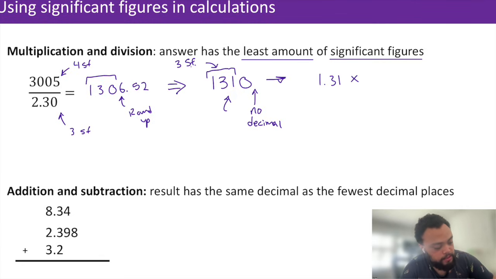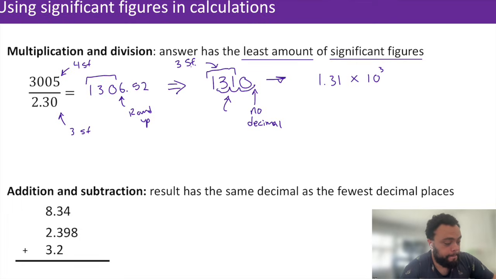We'll multiply this by however many steps it's going to take to move the decimal, the invisible, non-written decimal, and put that between the one and the three, just like it is over here. That's going to be three steps. And so that would be 10 to the third. Okay. 1.31 times 10 to the third is what you end up getting out.